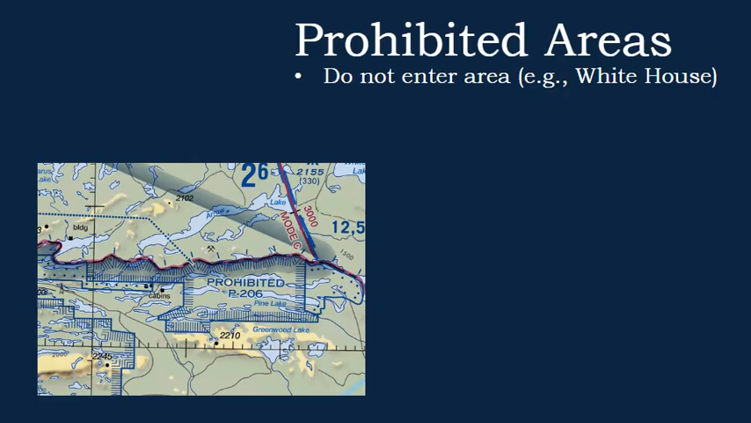Prohibited areas are do-not-enter areas under any circumstances. An example would be the White House. These are identified by a blue hashed border and have a P with a 3-digit number.